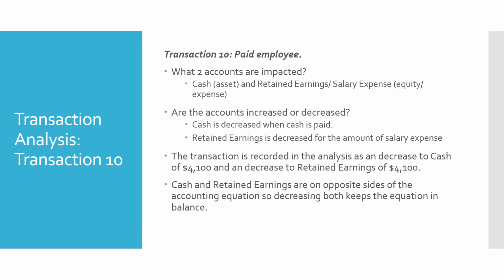Final transaction is that we're going to pay an employee. Our employee has worked. We have incurred salary expense. We are paying them in cash. So once again, cash is decreasing by, in this case, $4,100. Retained earnings on the opposite side of the accounting equation is also going to be decreased by $4,100.